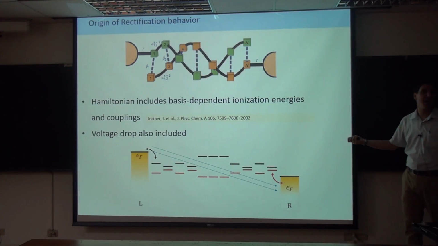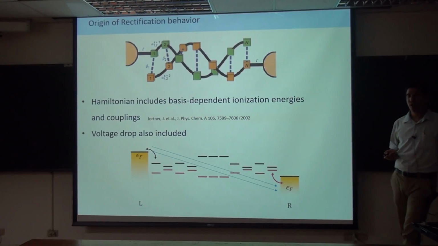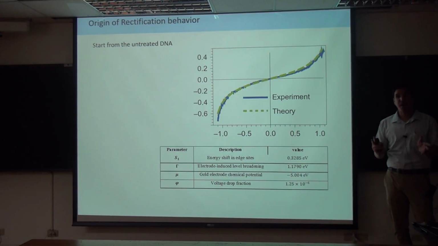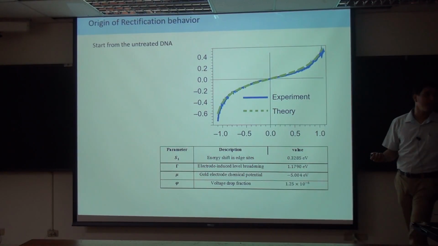I'm not even showing the Hamiltonian, but you can ask me later. It's very, very simple, non-interacting. And the first thing we do is we take the non-treated DNA, where the parameterization should be quite good, and we compare theory to experiment, and essentially we have only 3 parameters.